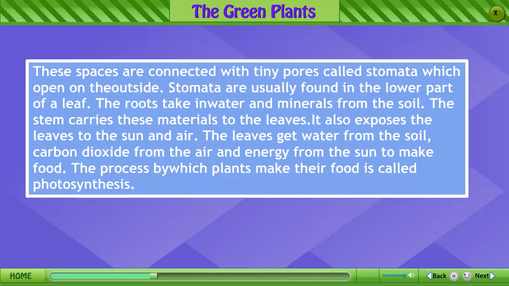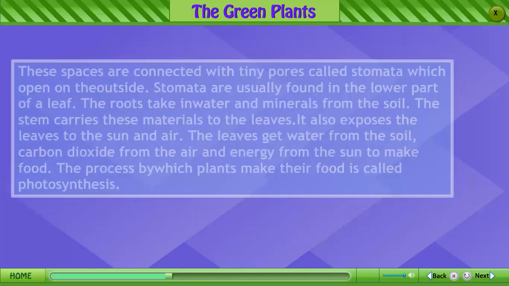The roots take in water and minerals from the soil. The stem carries these materials to the leaves. It also exposes the leaves to the sun and air. The leaves get water from the soil, carbon dioxide from the air, and energy from the sun to make food. The process by which plants make their food is called photosynthesis.